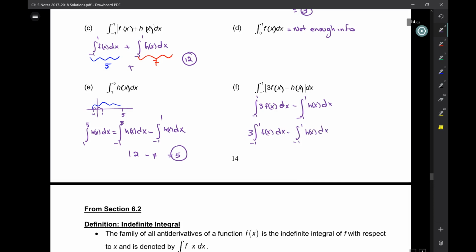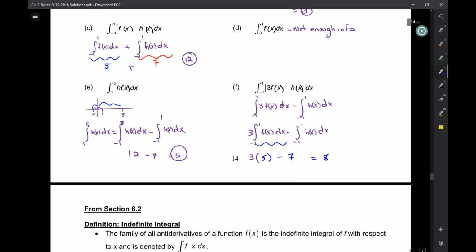And we plug these in. So you have 3 times... what do you get for the first one? 5. Well, 3 times 5, minus 7. Minus how much? 7. 15 minus 7, 8.